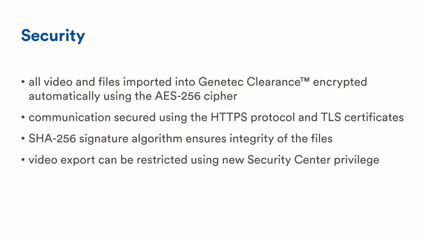Looking at security, all video and files imported into Clearance are automatically encrypted using the AES 256 cipher. The HTTPS protocol and TLS certificates are used to encrypt communication data, and the SHA 256 signature algorithm is used to detect any attempts to modify the data and ensure the integrity of the files. Within Security Center, user privileges can be configured to restrict who can export video to Clearance.